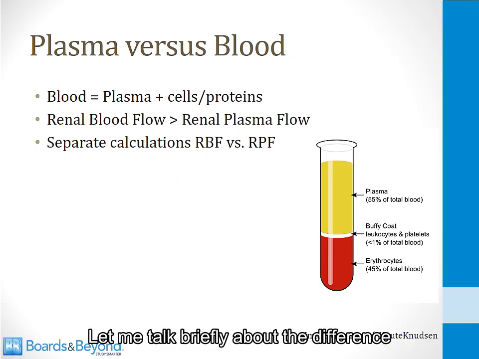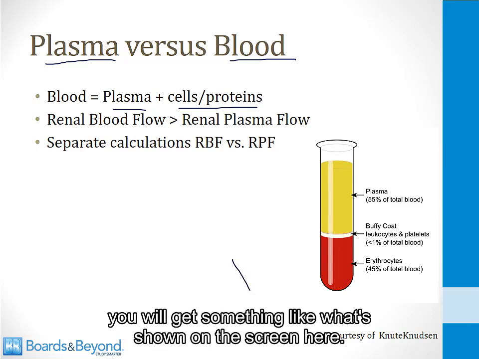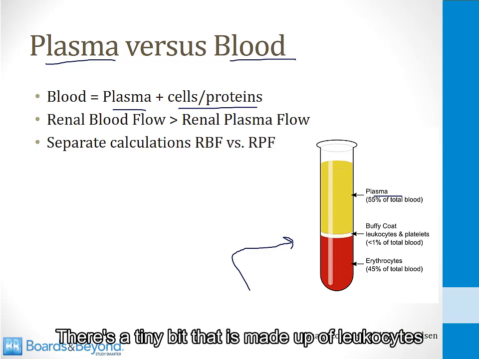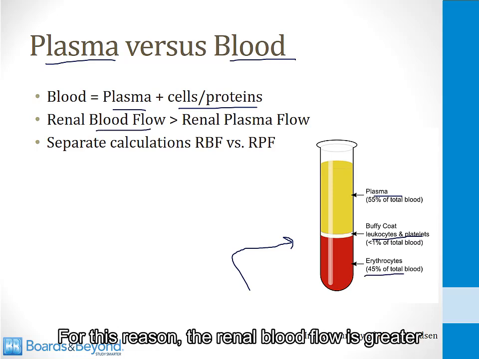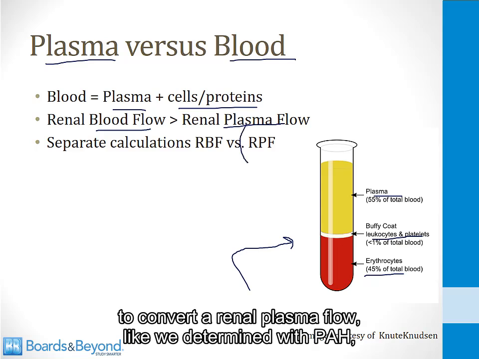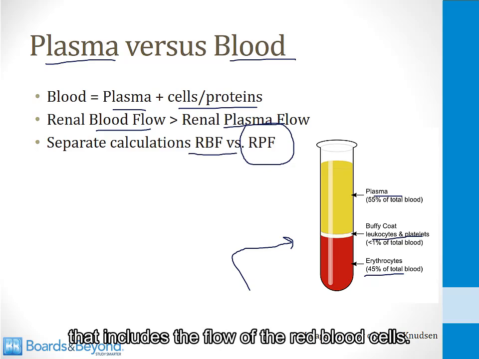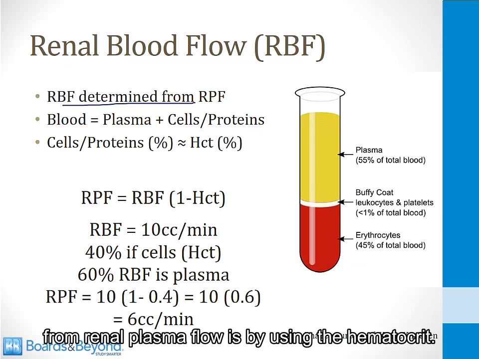Let me talk briefly about the difference between plasma and blood. So blood is plasma plus cells and protein. If you centrifuge blood, you will get something like what's shown on the screen here. About 55% of blood is plasma. There's a tiny bit that is made up of leukocytes and platelets, and then about 45% is erythrocytes. For this reason, the renal blood flow is greater than the renal plasma flow, and there are separate calculations to convert a renal plasma flow, like we determined with PAH, into a renal blood flow that includes the flow of the red blood cells.